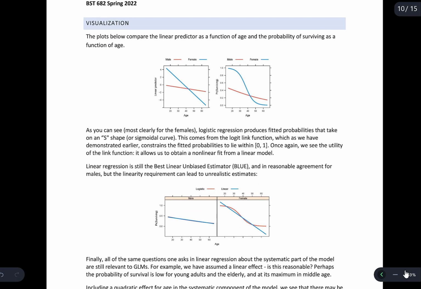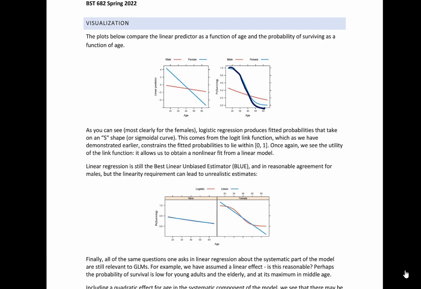All right, so what about visualization? So the plots below are going to compare the linear predictor as a function of age and the probability of surviving as a function of age. And so as you can see, and this happens most clearly for the females, the logistic regression produces fitted probabilities that take on the S shape, or sigmoidal curve, and we see that with this curve right here.